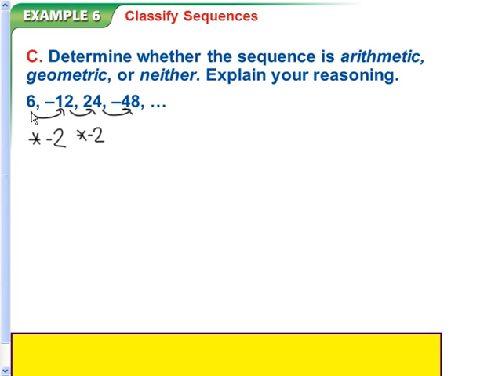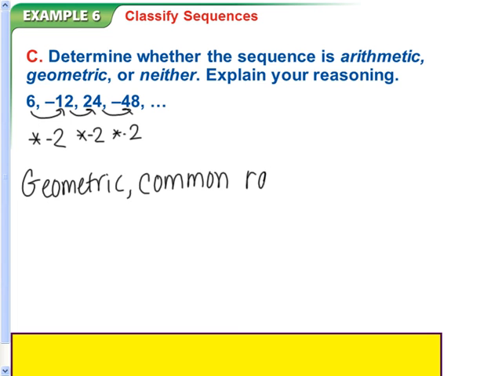This one, times it by negative 2. So, do we have a common ratio? Yes, we do. So this is geometric. And the reason is the common ratio is negative 2. Okay, that's the end of the lesson, so you can write your questions and your summaries.